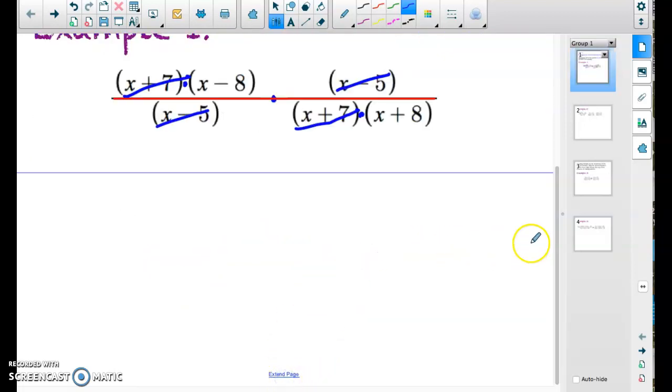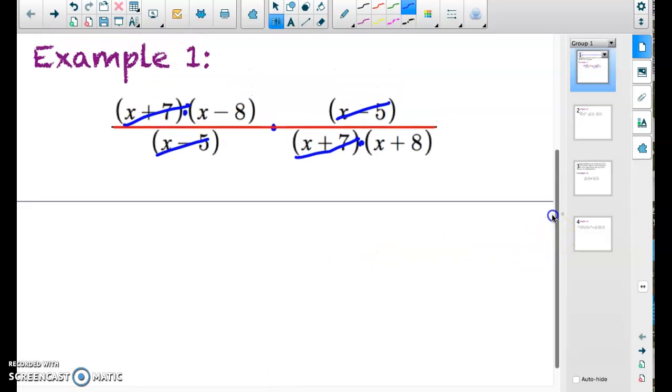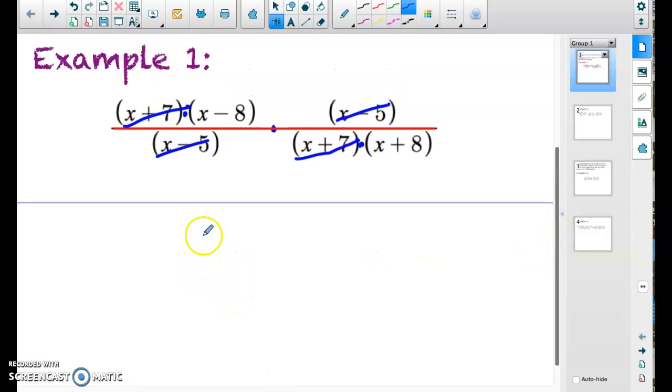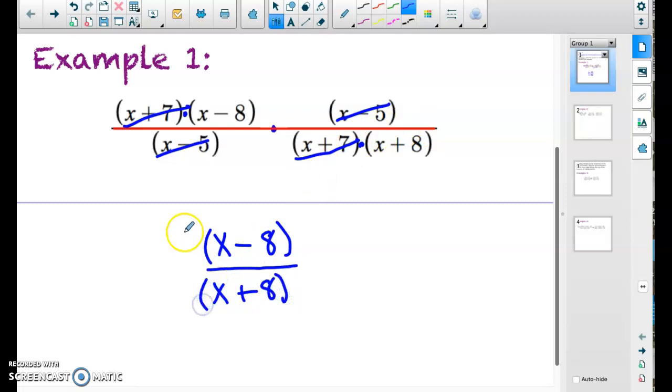Now what we do is we basically just write whatever is remaining after all of that canceling. So in the numerator, the only thing I have left is an x minus 8. And in the denominator, all I have left is an x plus 8. So that is my final answer.